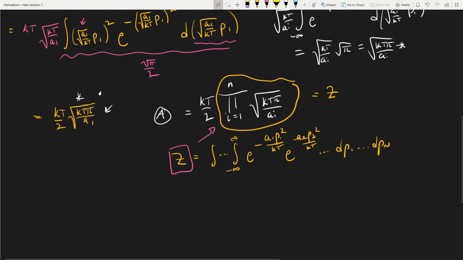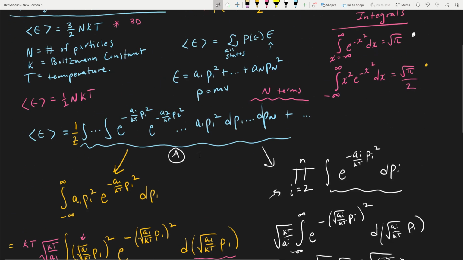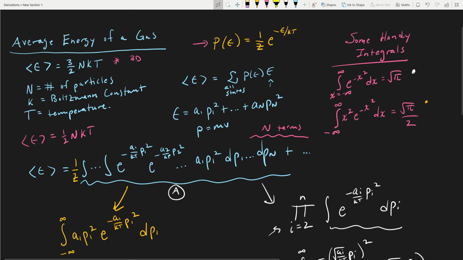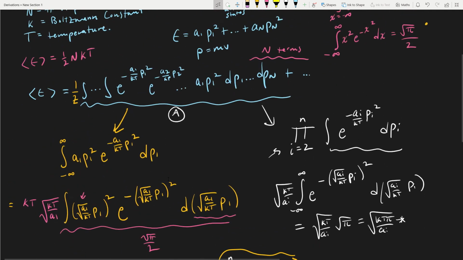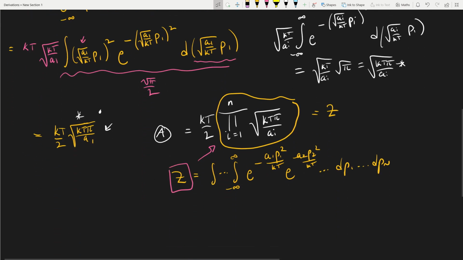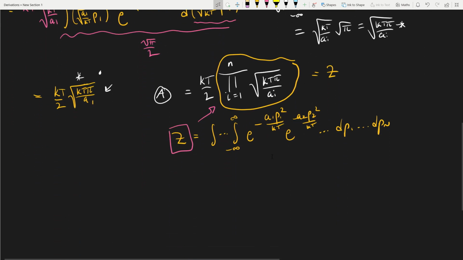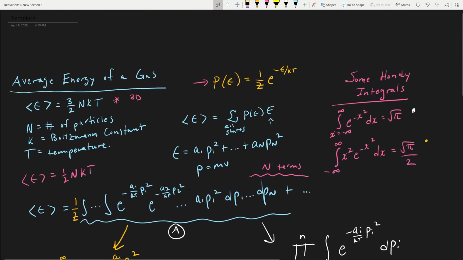Okay, so let's scroll back to the top for a second. The 1 over Z factor here, it actually divides out. Okay, so everything we just showed for A, this product here divides out. So all we're left with for A is, well, let's write out the whole thing. We're very close. The average energy, we obviously got this kT over 2 term. Where does the capital N come from? Because we knew we had that in the result. Now it's actually right here.